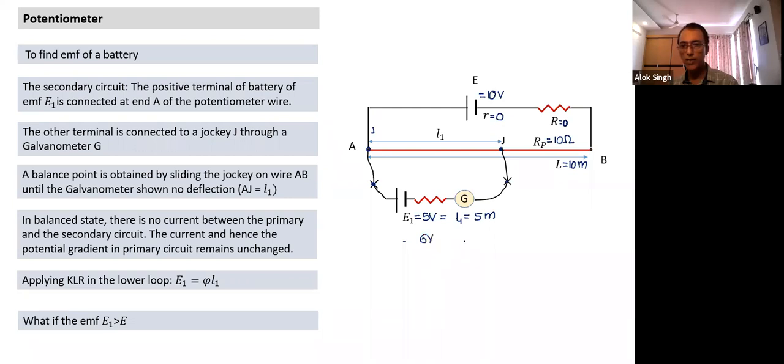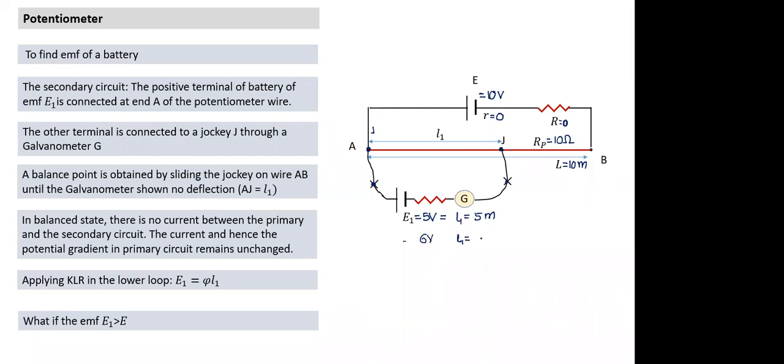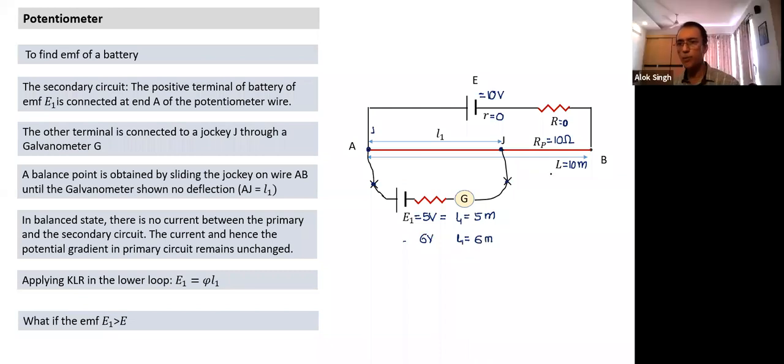What happens if you make it 6 volts? Karthikeya, what will be L1 in that case? I find the balancing length at 6 meter. Does it make sense? The potential gradient is 1 volt per meter. So when I connect a battery of EMF 5 volts, A to J potential drop has to be 5 volts. Potential gradient is 1 volt per meter. Length required is 5 meter. If E is equal to 6 volts, balancing length is 6 meter.